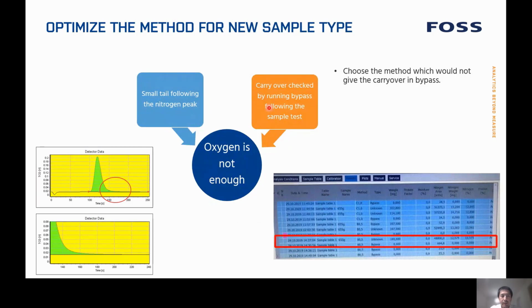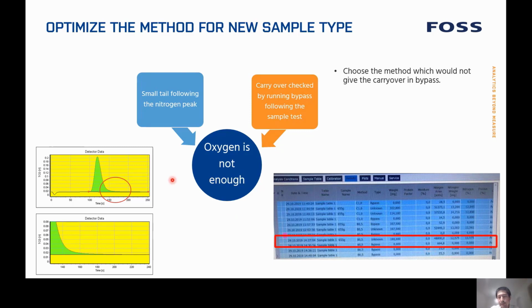And here are some other ways you can optimize the method for the new sample types. This is a way you can observe the peak for the combustion. If you have a small tail following the nitrogen peak, that means oxygen is not enough. And this is very similar to checking the bypass.